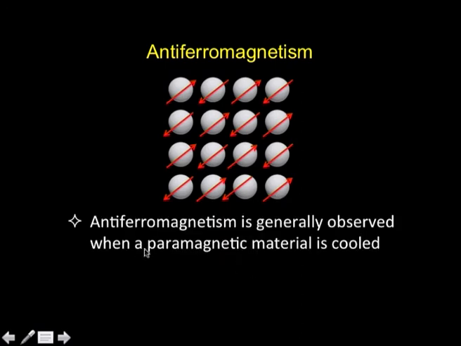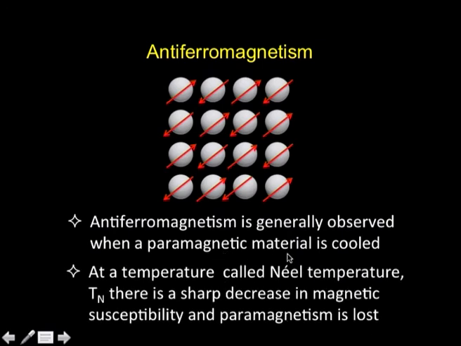This kind of behavior is observed when a paramagnetic material is cooled. When you cool it down to a certain temperature called the Néel temperature, there is a sharp decrease in the magnetic susceptibility and the so-called paramagnetism is lost. So, that is another kind of behavior we come across.